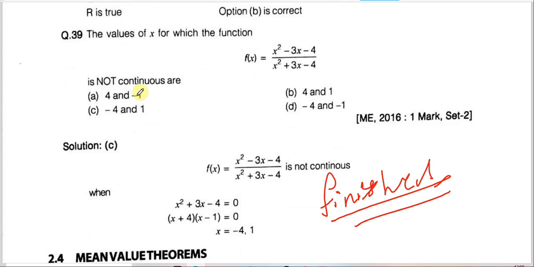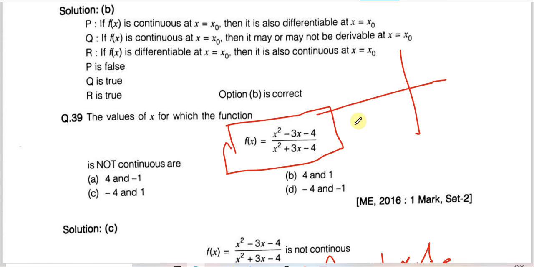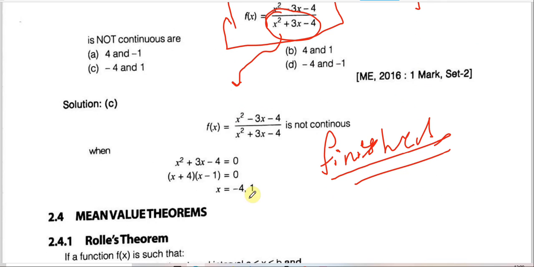Now this problem is to find the value of x for which this function is not continuous, means it is discontinuous. This is a rational function, so it is discontinuous only if the denominator is 0. So take the denominator as 0, then solve and find its roots, then it will be this one.